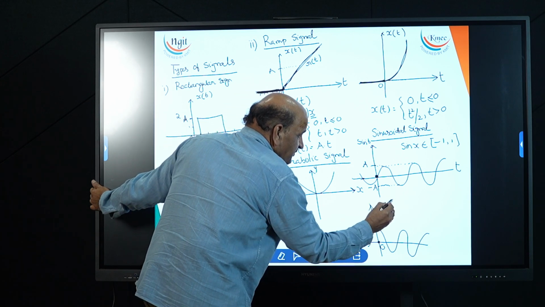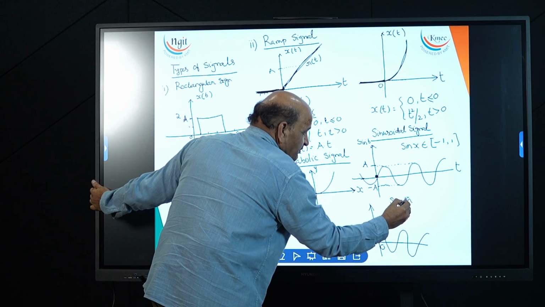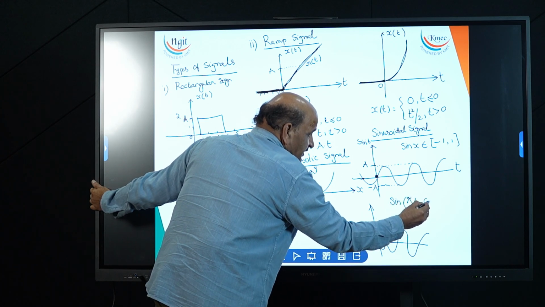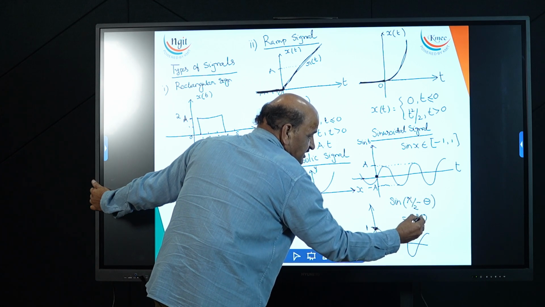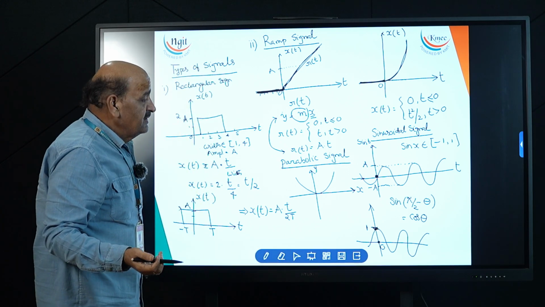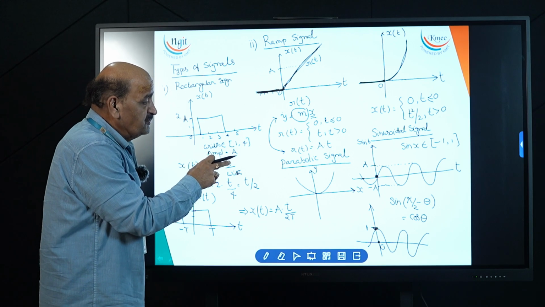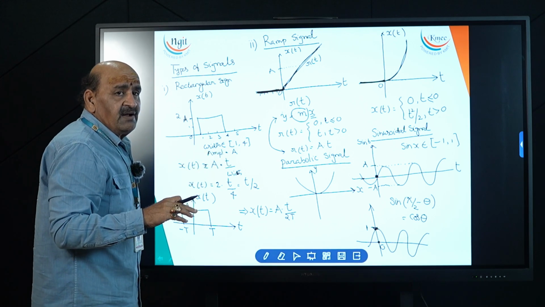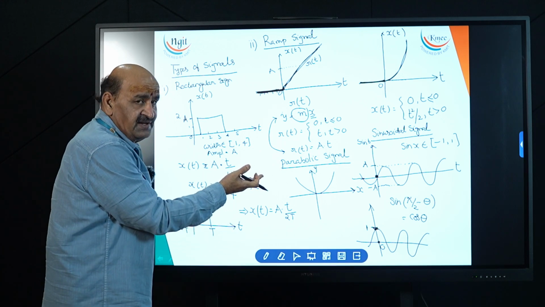One more point, sine of 90 minus theta is equal to cos theta. You know this from intermediate first year trigonometry. That means what? What is the phase difference? Here the angle is pi by 2. In electronics we call that phase difference. Only phase difference 90 degrees.